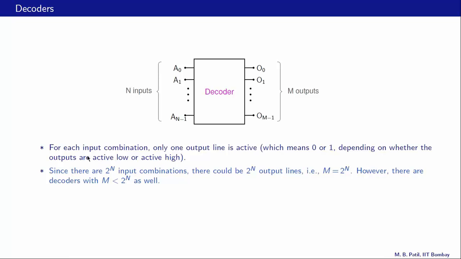How does it work? For each input combination, only one output line is active. And what is the meaning of active? That means 0 or 1 depending on whether the outputs are active low or active high. Alright. Since there are 2 raised to n input combinations, let's take an example.